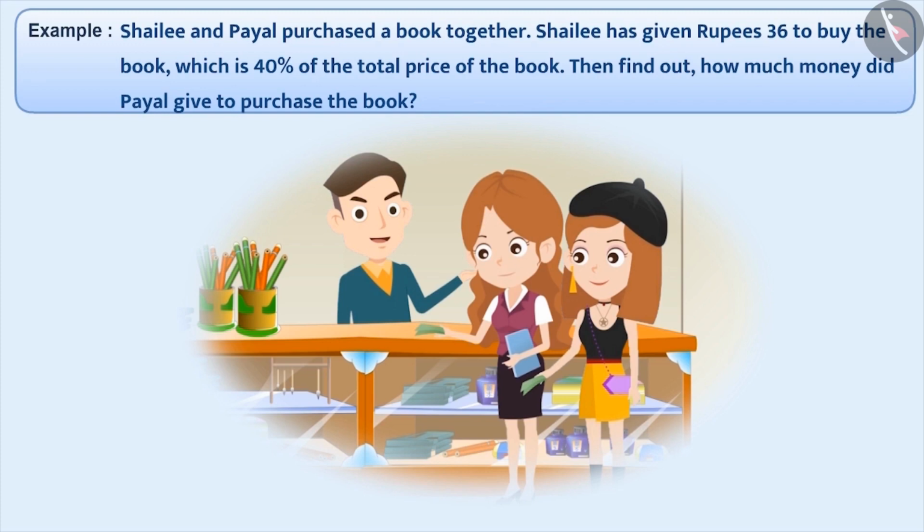First, focus on the statement, Shelley has given rupees 36 to buy the book, which is 40% of the total price of the book. Can you tell what this means? Think for a while.